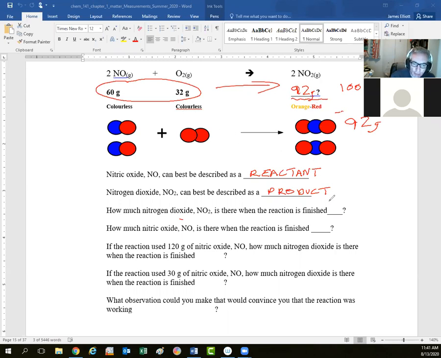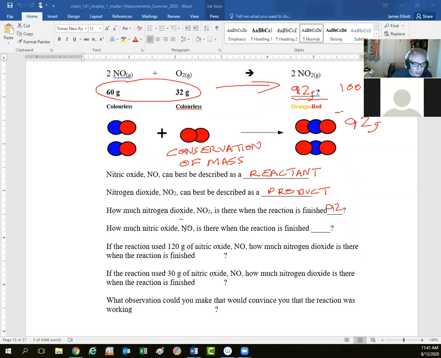So if all goes well, we expect to produce 92 grams. This is what we sometimes call the conservation of mass. It's one of our chemistry laws. Total mass going into a reaction will equal the total mass coming out of a reaction.